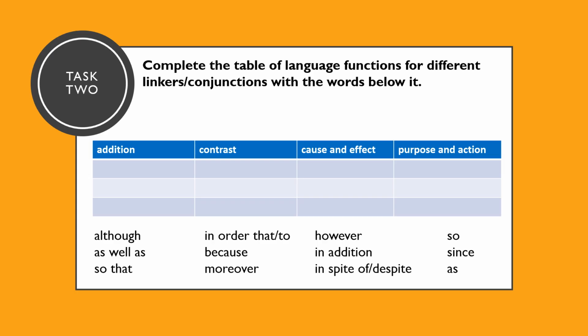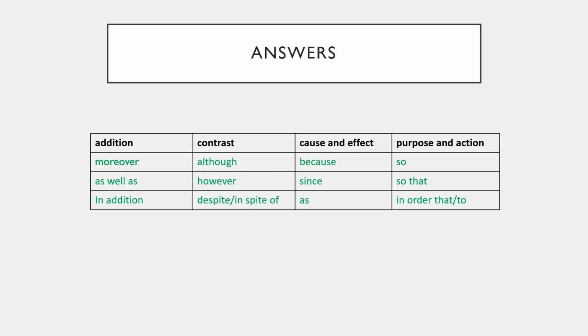Now it's time for another task. We've looked at some different parts of speech. Now let's look at some different language functions. Complete the table with the linking words that we use to show these 4 different language functions. Pause the video and press play when you're ready to check your answers. Now check your answers. Did you get them all right? Think about other conjunctions and what functions we use those to show. Would you recognize when to use them in an open cloze?